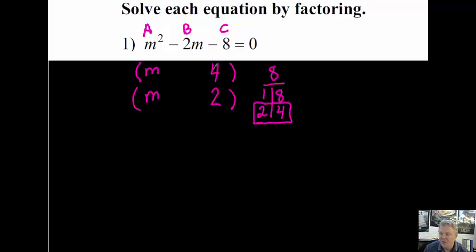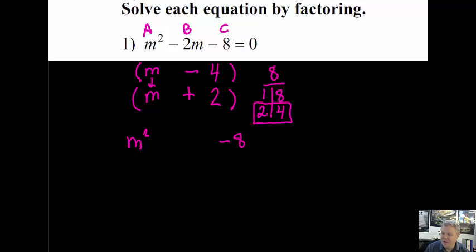Now, it doesn't matter what order you put these in. It does matter the signs, though. So the only way you can get a -2 would have to be a -4 plus 2. Let's verify that this does work. I know that m times m does give me m squared. I know that -4 times +2 does give you -8.